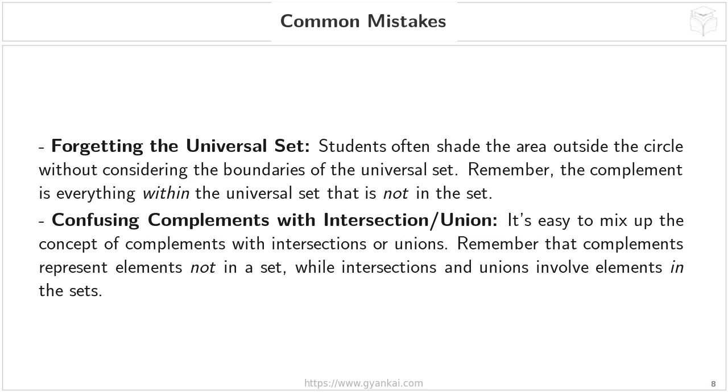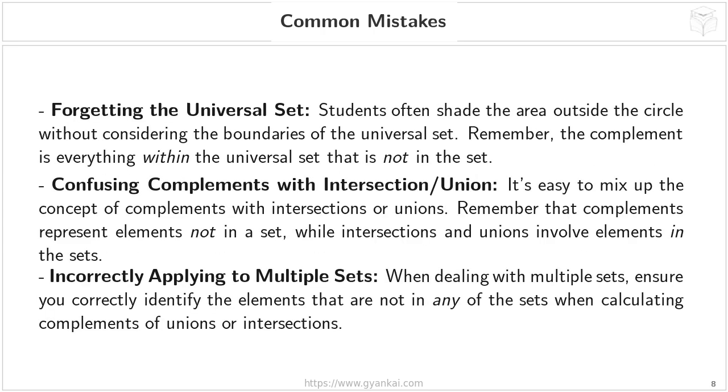Next, it's easy to get confused between complements and the operations of intersection and union. Think about it this way. Intersection and union are about finding elements that are in the sets, either in both or in either one. But a complement is about finding elements that are not in the set. So, if we're talking about set A, the intersection finds what's inside A along with another set. The union finds everything inside either A or another set, and the complement finds everything outside A, but still within the universal set. Keep that distinction clear in your mind.